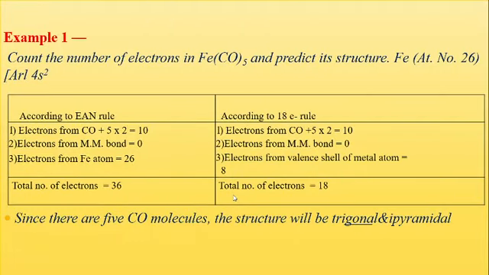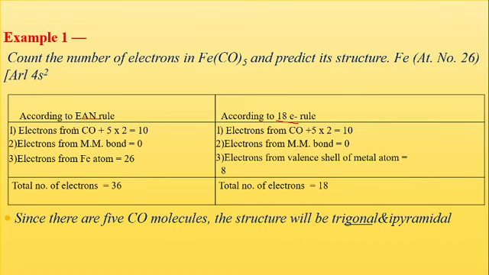First, count the number of electrons in Fe(CO)5 and predict its structure. There are two ways we can find the total number of electrons and consider whether this molecule is stable or not: according to the EAN rule, and the 18 electron rule. What is the difference between them?